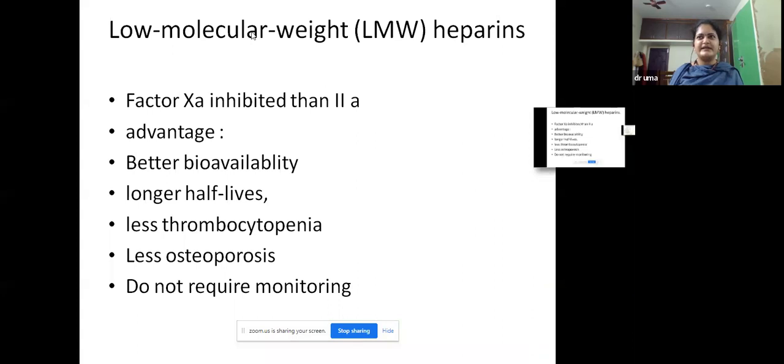So low molecular weight heparin. The difference between heparin and low molecular weight heparin is that it inhibits factor 10A more than 2A. Advantages: better bioavailability, long half-life, less thrombocytopenia, less osteoporosis, and they do not require monitoring.